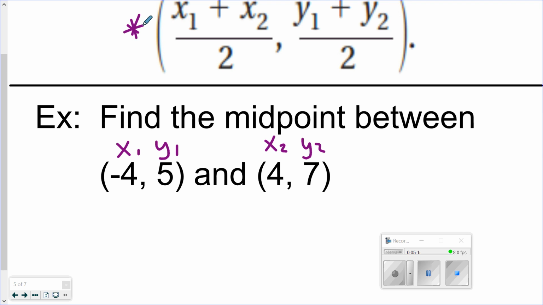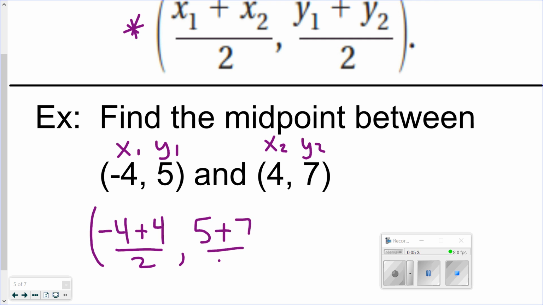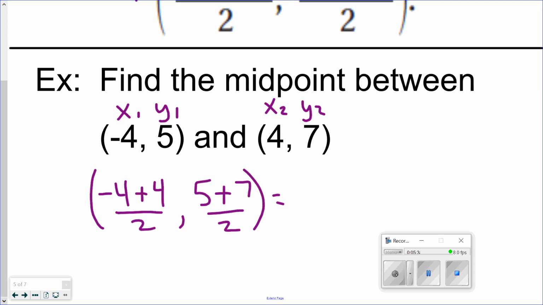So here we go. x1 is -4 plus x2, which is 4. Divide that by 2. I'm going to do the same thing with my y's. y1 is 5 plus y2, which is 7. Divide that by 2. Let's simplify this.